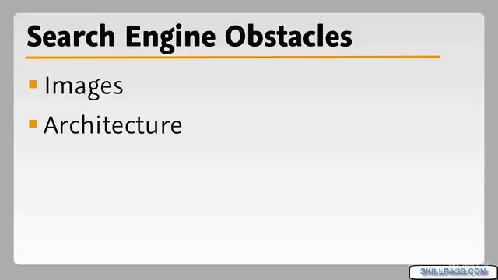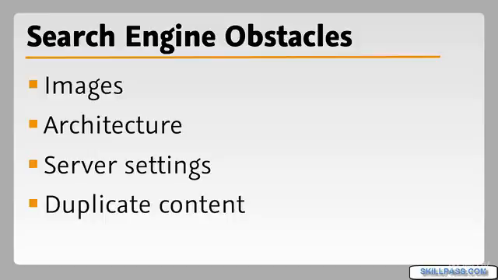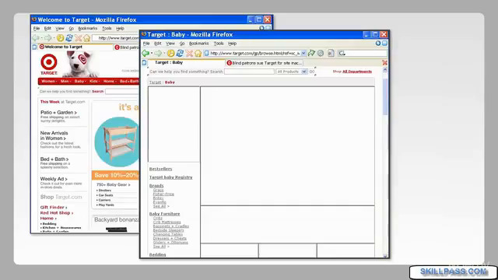Your architecture is critical in providing search engines the context of the information and the navigation and the organization of your website. Also, there are server settings that can completely keep the search engines away from your website or allow them in. Knowing about them is critical. And then also, one of the things that drives SEOs up a wall is duplicate content. Duplicate content is frustrating, and a knowledge of code will enable you to troubleshoot why it's happening and how you can stop it. The first thing, though, is images.